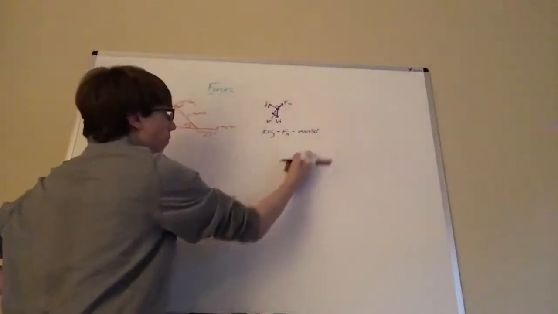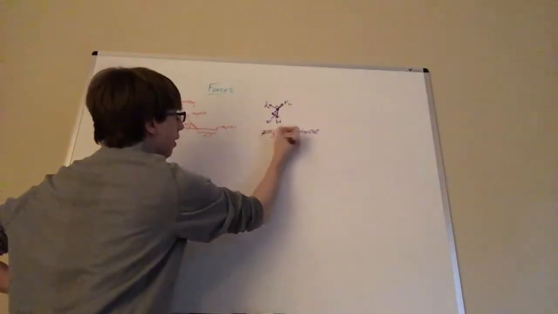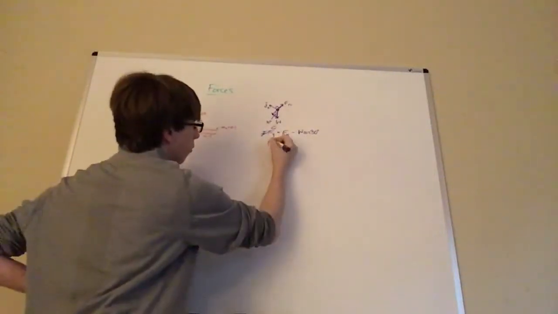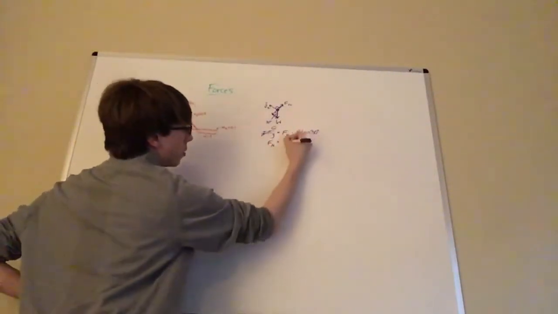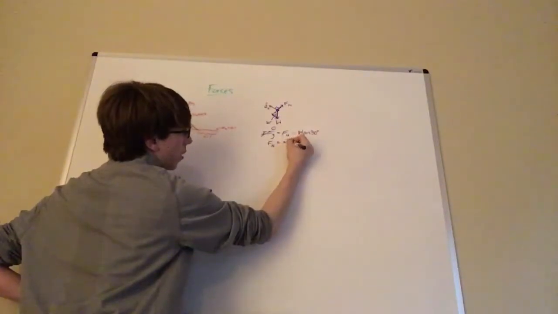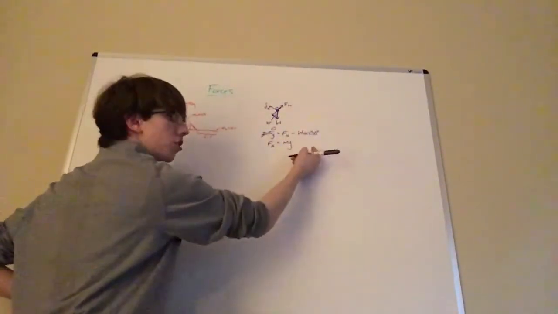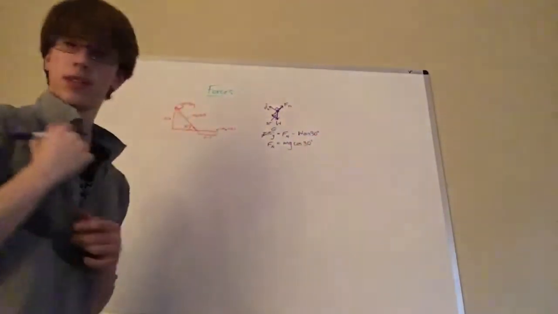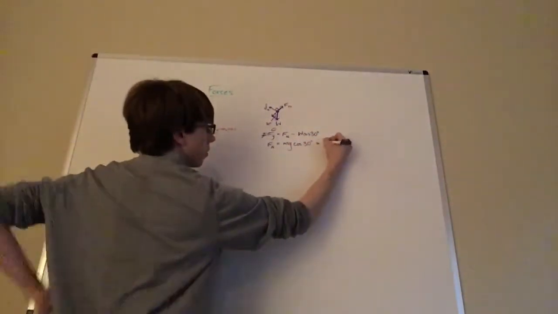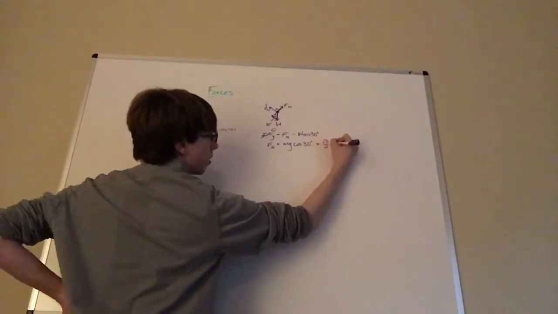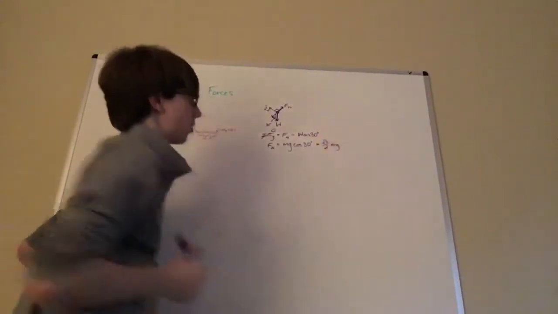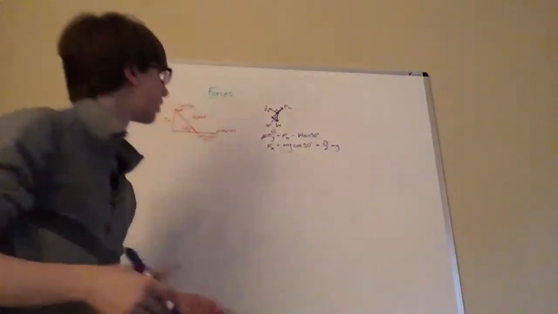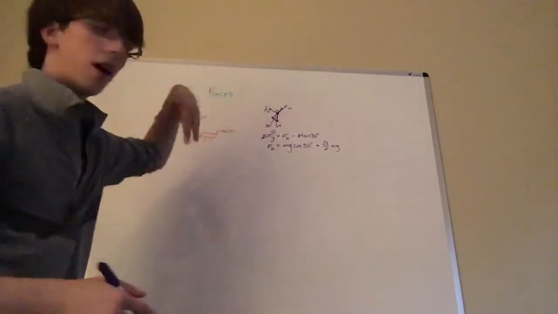And so all we really need to do now is just say, since there is no vertical acceleration, our sum of y forces is 0, so our normal force is equal to the mass times the acceleration due to gravity, which is the weight, cosine 30 degrees. Or it is equal to the square root of 3 over 2 times mg. So now all we need to do is do our x forces.